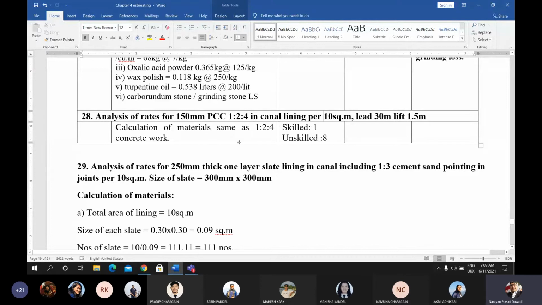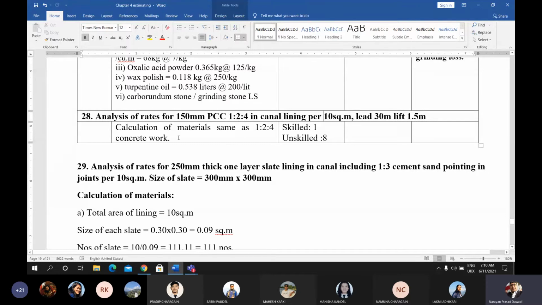This is canal lining using PCC 1:4, which is the same as 1:4 concrete work for calculating the material. Because the proportion is 7, you can provide the dry volume of the concrete mix by providing 54% extra, as in the previous PCC and RCC material calculation. The volume of the wet concrete will be 10 square meter into 0.15. You will get the volume of the concrete required for lining, and that volume is wet volume. For dry volume, take 54% extra: 1.54 into that wet volume gives the total dry volume of the concrete material, and that is divided by the total proportion of 7.